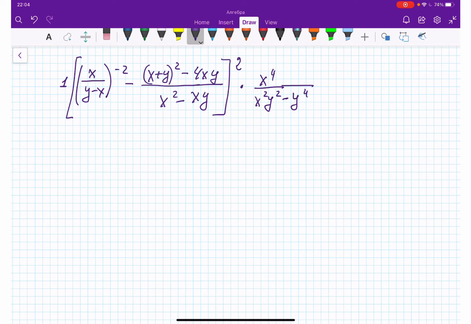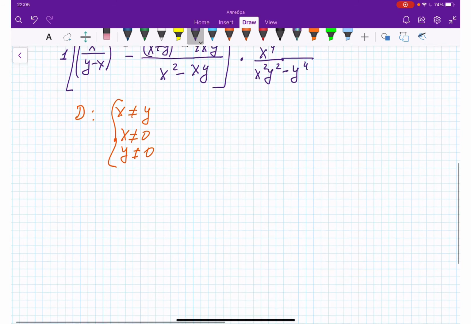Okay, so as always, first of all, let's find the domain. For the domain, x cannot be equal to y. It's obvious, otherwise the denominator becomes 0. x cannot be equal to 0. y cannot be equal to 0. Okay.